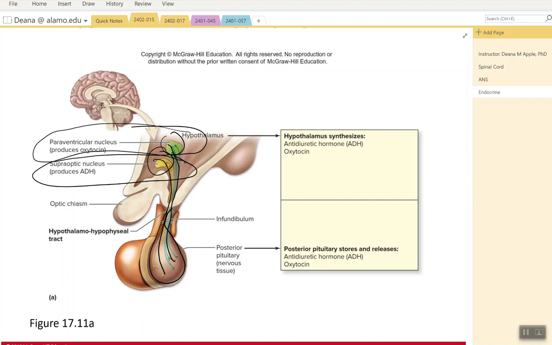Transport mechanisms. Transport, not that kind of transport, but down an axon. There were two ways we can transport things up and down an axon. Is this up or down? Down. Anterograde transport. These are stored in the posterior pituitary, and then they'll be released from there when the right signals are received.